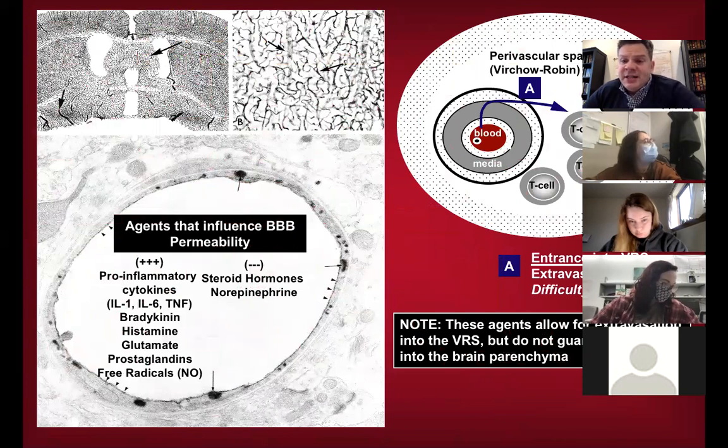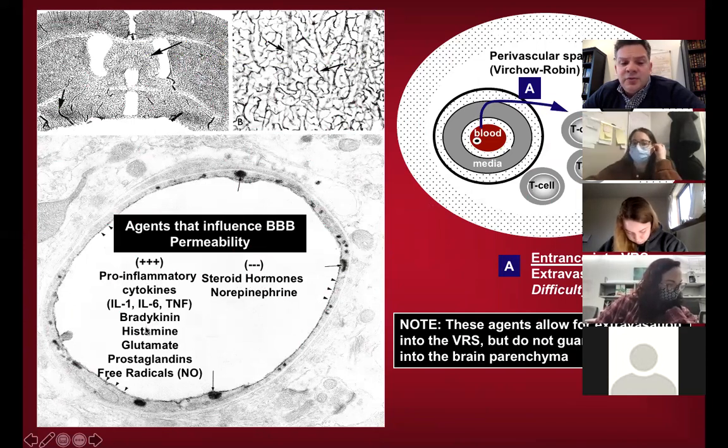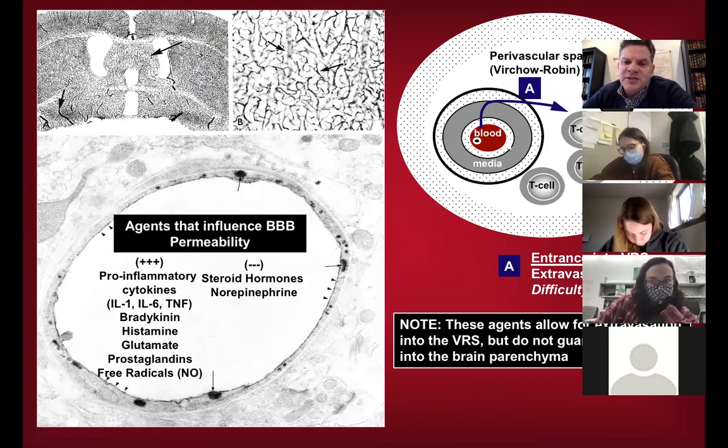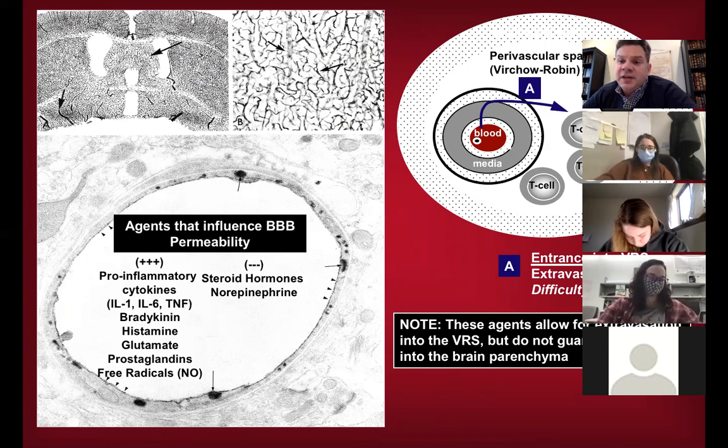So agents that increase blood-brain barrier permeability, probably not surprising, are things like cytokines, histamine. Those of you who talked about mast cells, remember we talked about histamine, glutamate, prostaglandins, free radicals, all can. So if you're having an inflammatory response, you're going to attract more cells and it's going to be easier to get in because it's going to reduce that blood-brain barrier restriction. Things that seem to tighten up the blood-brain barrier would be steroid hormones like glucocorticoids, which are a classic anti-inflammatory agent, and norepinephrine, which is part of the sympathetic nervous system, and also part of the thing that attenuates the immune system.